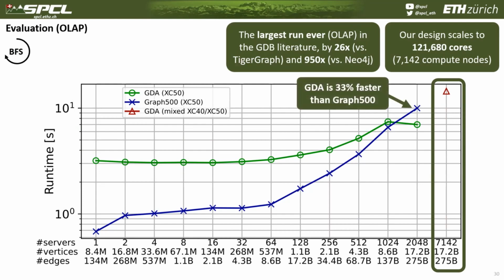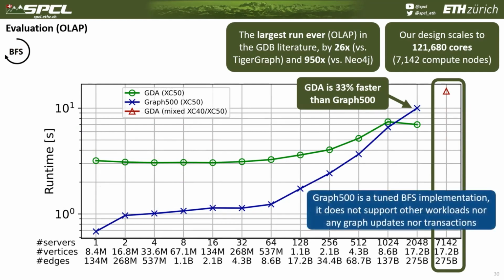And we can see something very interesting here. We are expecting to be slower than Graph500, and we indeed were slower for nearly all of the data points, because again, Graph500 is a tuned BFS implementation which doesn't really support any other workloads other than BFS, and it doesn't do graph updates or transactions. We're slower by around 3x to 5x for most of these data points. But for the biggest scale of 2,000 nodes, we are actually slightly faster, which was very, very interesting to see.